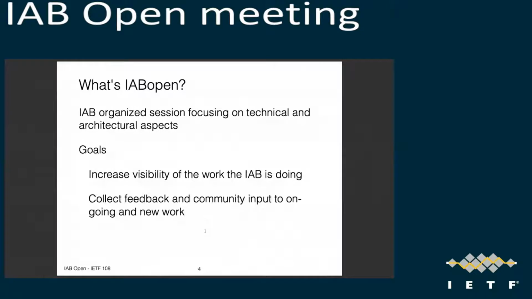So what is this all about? Why do we have this meeting? The idea here is to really focus on technical and architectural aspects of the work that the IAB is doing. The goals are, on the one hand, to increase visibility of what we're doing to the community, to increase transparency, and to promote the work we're doing. But on the other hand, also to collect feedback and input from the community, so we can have a more interactive way of connecting to the community and get more direct input from you, rather than just discussion on mailing lists.